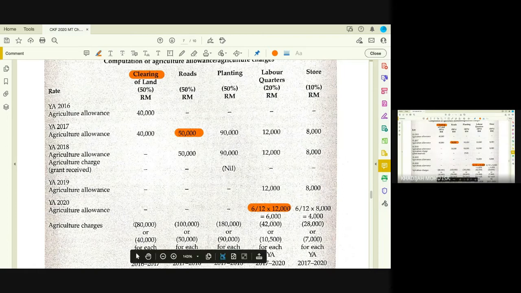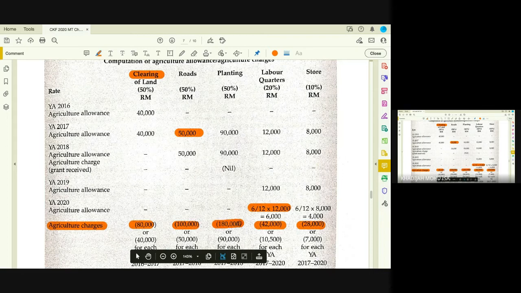So this is the amount of your agriculture charge. Right, this is your agriculture charge. Total is 80,000. Roads is 100,000. Planting is 180,000. Quarter labor 36 plus another 6 is 42,000. Similarly for the store, it is 24,000 plus 4, so you have 28,000. So this is the total allowance that you have claimed on the agricultural expenditure.